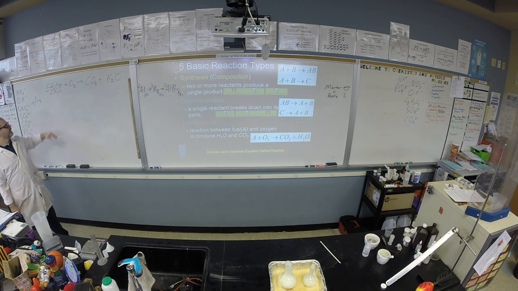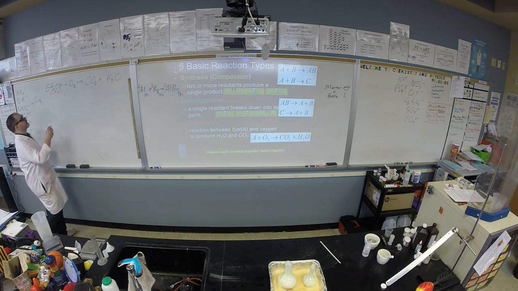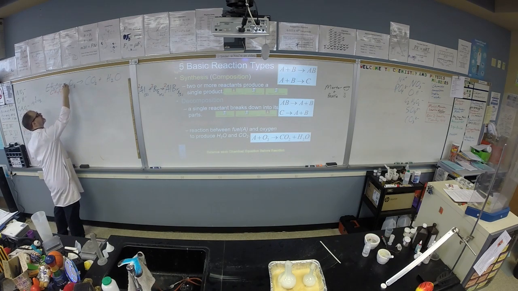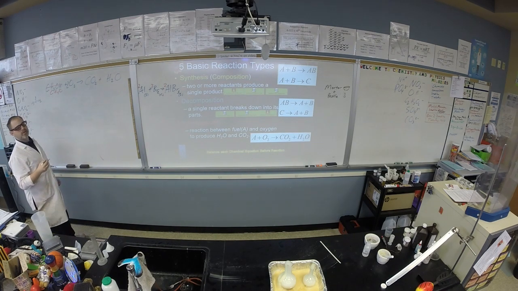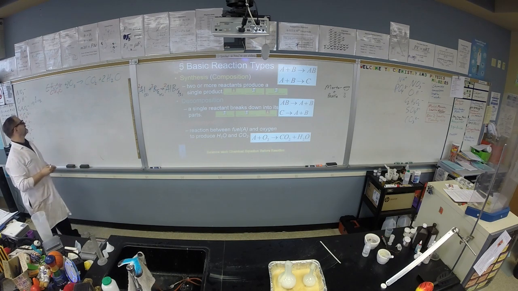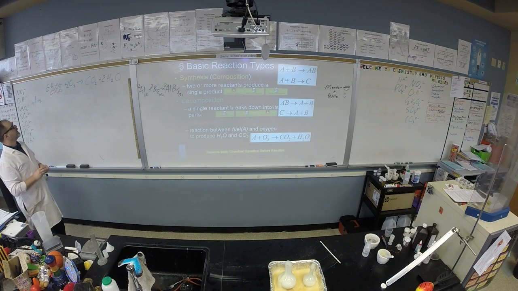Michael's got it. Okay. Michael, how did you go about balancing this? I put a 2 on the oxygen. You put a 2 on the oxygen to begin with? Yeah. All right. Why not? Sure. Okay. 2. And then I put a 2 on the H2O. And then that was it? Yeah. All right. So that was your end result, which is great.